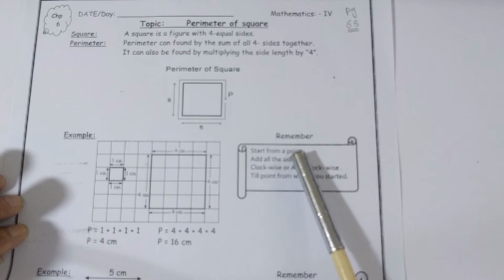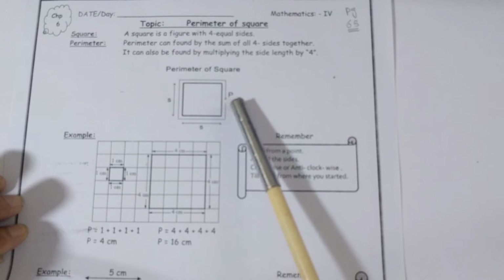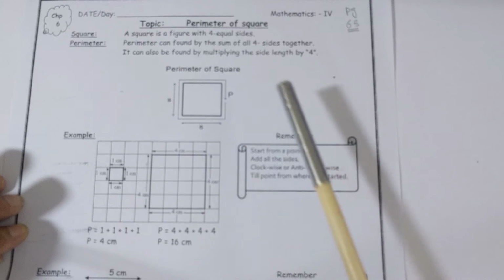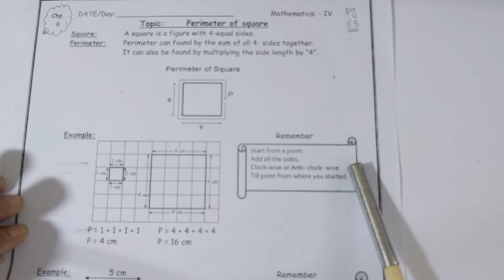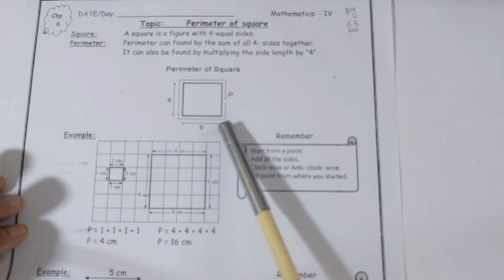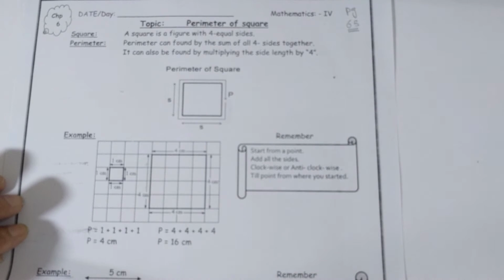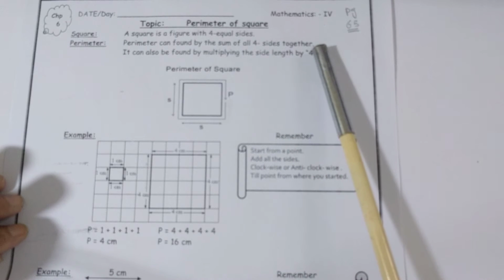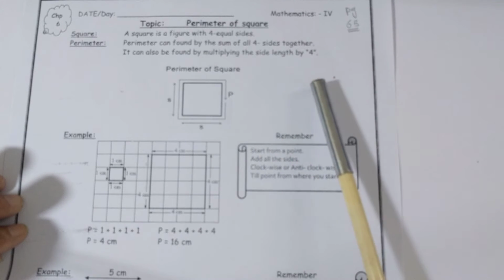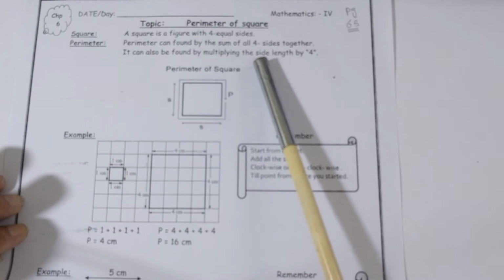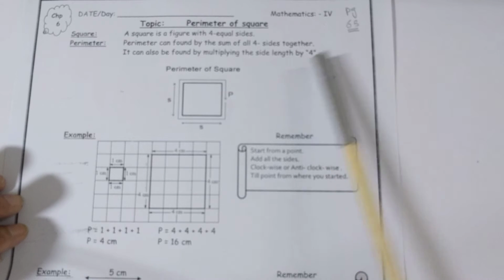Remember, start from a point. You have to select a point along the boundary of the figure. Add all the sides of the given figure clockwise or anti-clockwise until the point where you started. Means you can move in the clockwise direction or in the anti-clockwise direction. It's up to you. Okay, so what's the perimeter of a square? Just the sum of all 4 sides together, because all the 4 sides of the square are equal in length, or you can also simply multiply the given length by 4. That is the perimeter of the square.